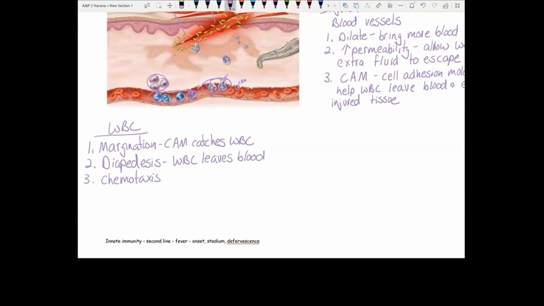Notice this word has taxi in it. A taxi goes somewhere. Chemo is for chemical. So it's kind of like a bloodhound following the trail. The white blood cell follows the trail of the chemicals back to the injury. So you can see this one is going this way. It's following the trail. Then once they get to the site of the injury, they fight the pathogens. So this one, you can see, is there fighting the pathogens.